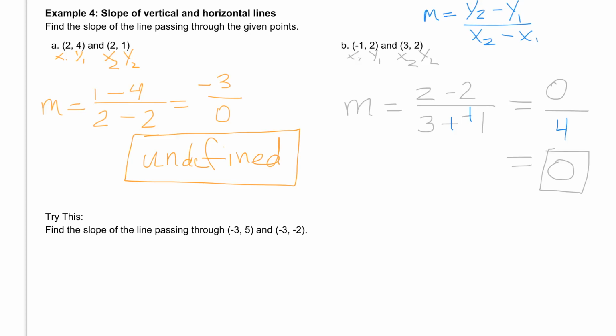Once again, if you take a look at the front page that we went over on the classification, if you have a slope of 0, that indicates to you that you have a horizontal line. So letter A was my vertical line, letter B represents my horizontal line.